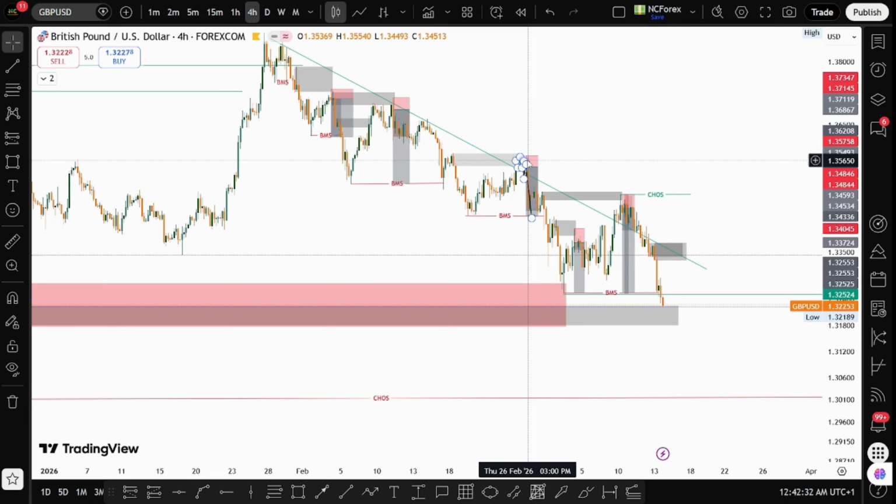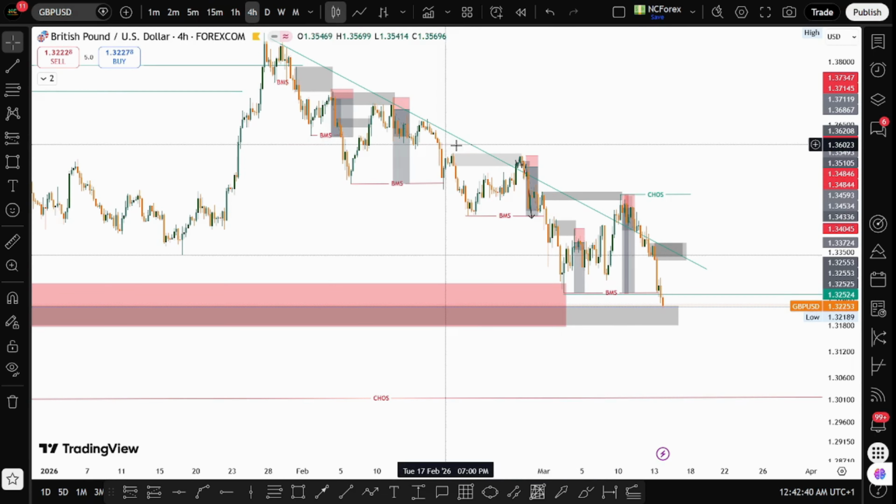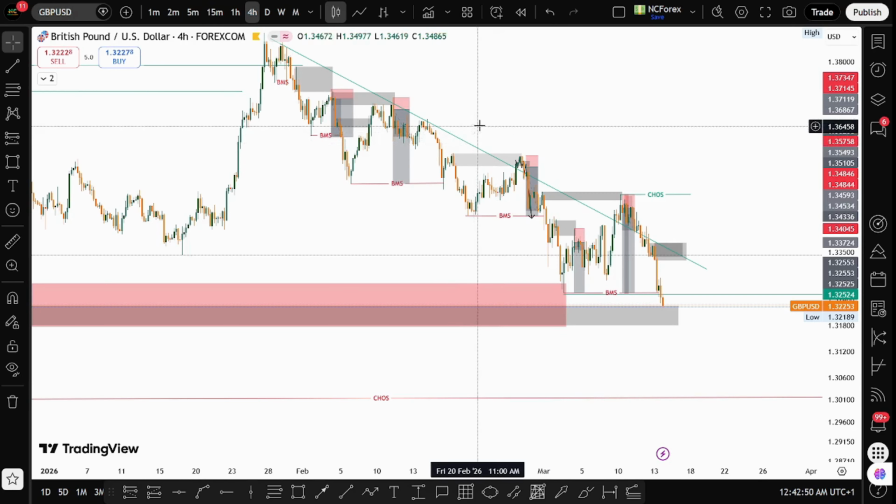This is why I mostly focus more on smart money concepts rather than just trendlines. Smart money is not interested in lines. They're more interested in liquidity and where traders place their orders. If you look here, you will probably understand that we have this.